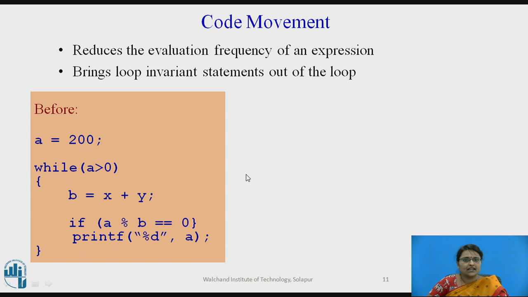Code movement. In this one, what will happen? It reduces the evaluation frequency of an expression and brings the loop invariant statements outside the loop. Let us see an example. Some expression is there and then a while loop is there with b equal to x plus y. You can observe that this statement in the loop unnecessarily assigns the same value every time, because the values of x and y are not changing in the while loop. So why unnecessarily assign the same value multiple times?